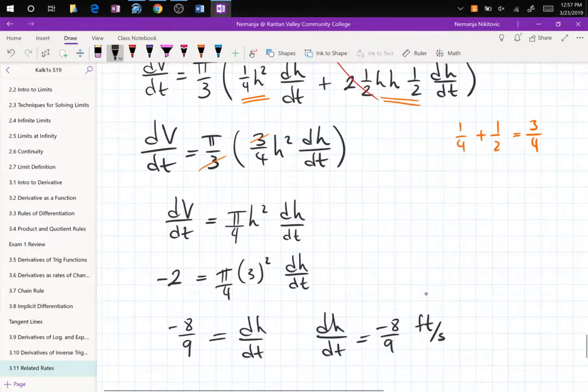So this is the height that you are losing. Remember, this conical tank is draining water down, so you are losing the height. You had the water level at a height, and then it starts dropping.